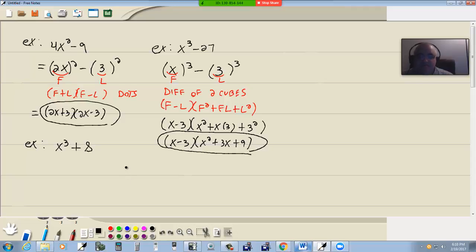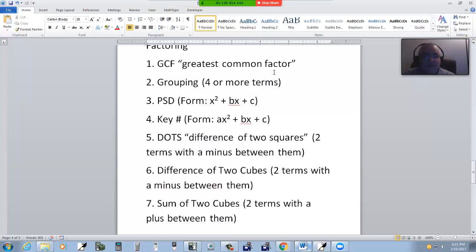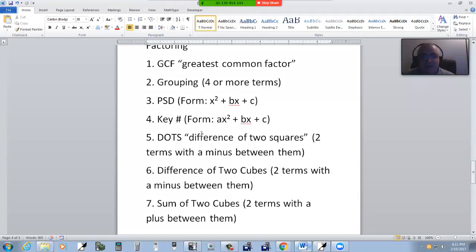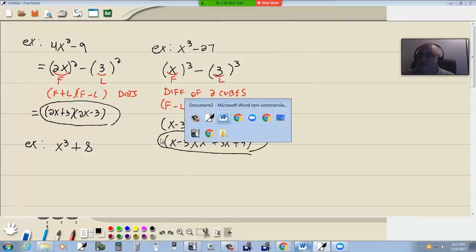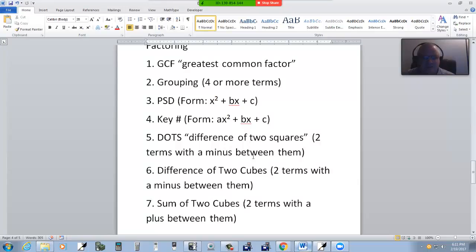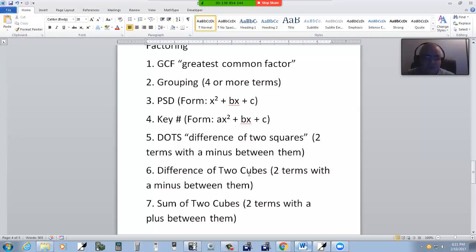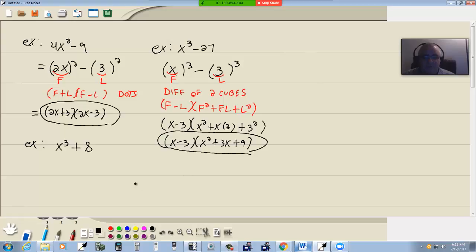Let's say I have this. GCF, there isn't any. Grouping is for 4 or more terms. This is 2 terms. PSD and key number are both 3 terms. Difference of two squares is 2 terms, but it says with a minus between them. This is a plus between them. And difference of two cubes is also 2 terms with a minus between them. The 7th one, sum of two cubes, is 2 terms with a plus between them. That's what we have here.